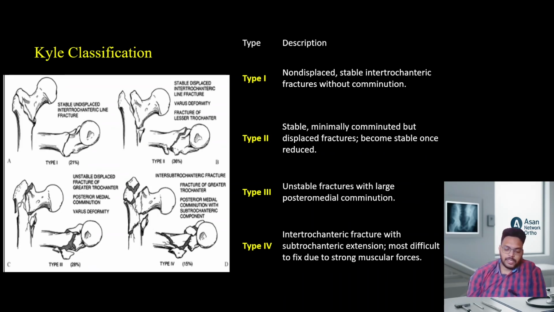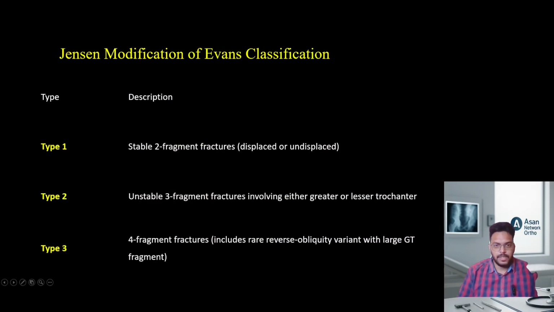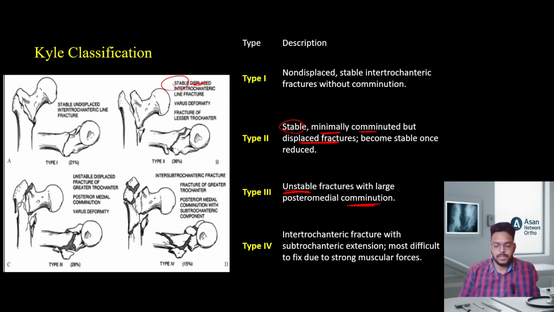Then Kyle's classification. There are 4 types in Kyle's classification. Number 1 is an undisplaced stable fracture without any comminution, a simple undisplaced stable fracture. Then type 2 is a stable fracture with minimal comminution, and it is displaced. So in Kyle's classification, type 2 is a stable displaced intertrochanteric fracture with minimal comminution. Then type 3 is unstable with comminution. If there is comminution of the fracture, then it is type 3 of Kyle's classification.